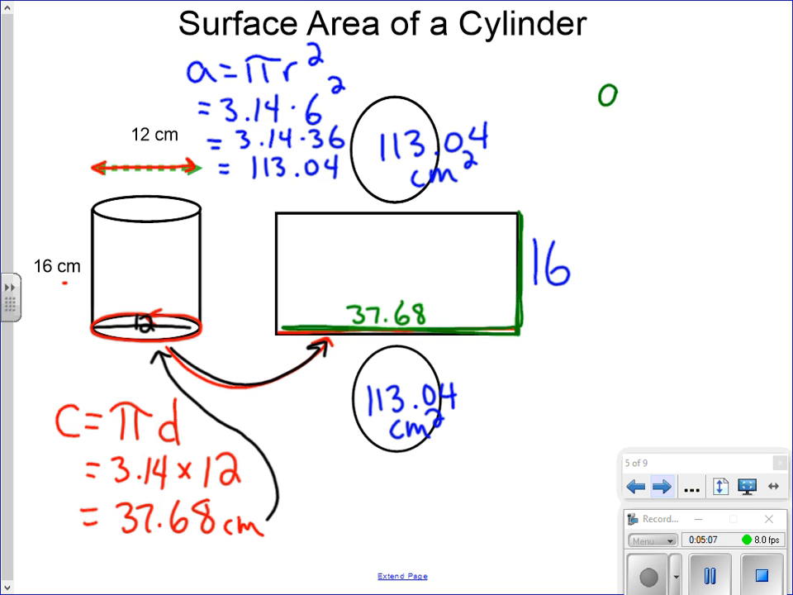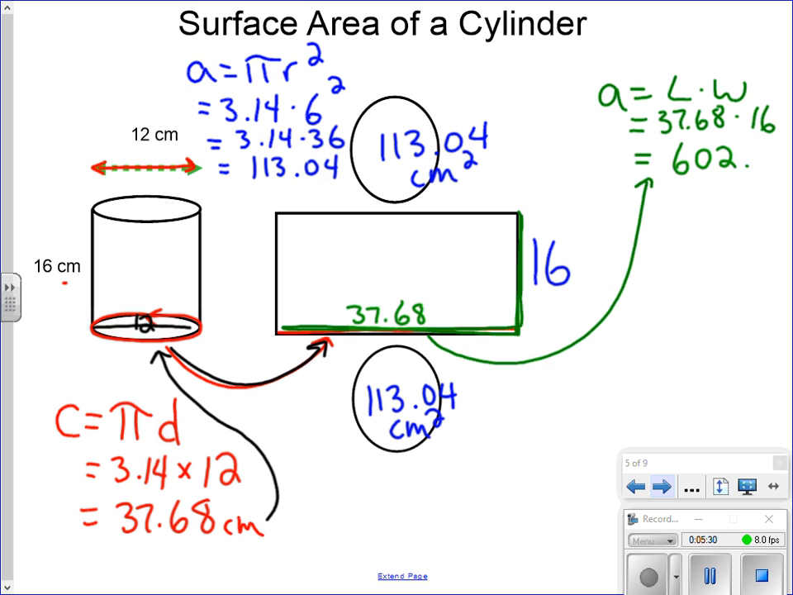So I'll write that down for you too. Length times width. And we just figured out that the length is 37.68 and times that by 16. That'll give us our area. So I've already got that in my screen. Hit times by 16. I get 602.88. So this area is 602.88.